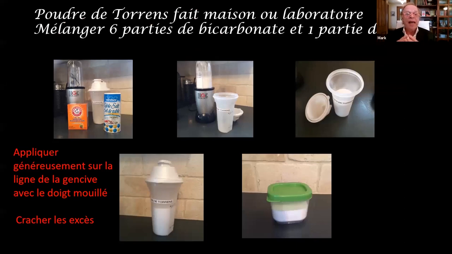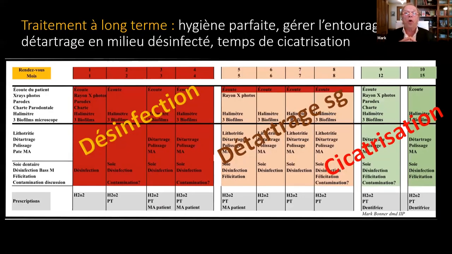You can do this at home or at laboratory, and it's just 6 parts of baking soda and 1 part of normal salt. So you apply this after brushing. You just apply it on the gum line 2 times a day.